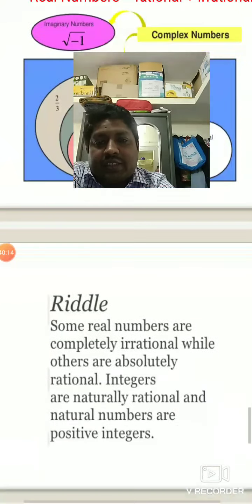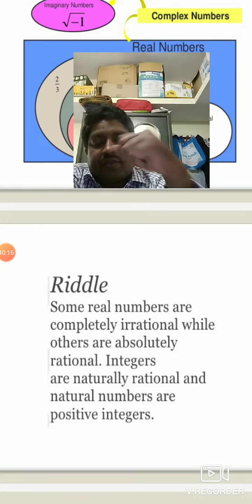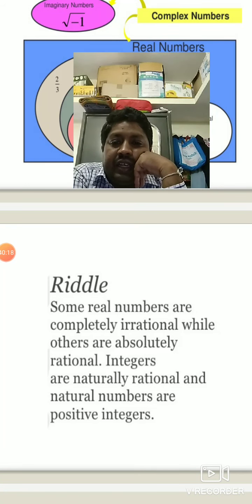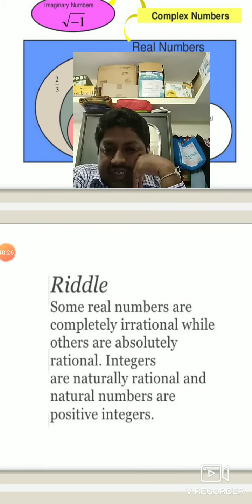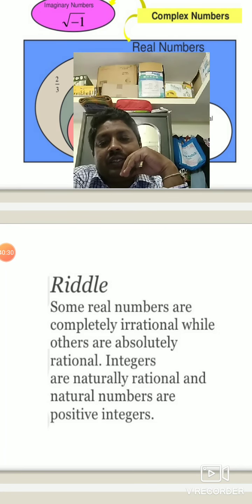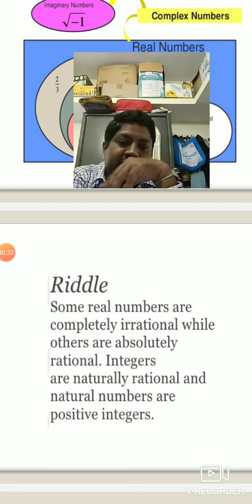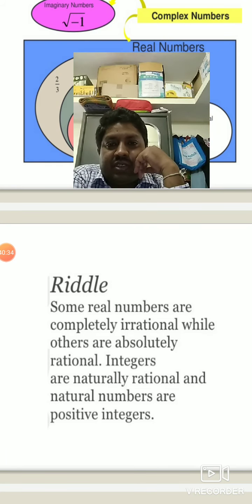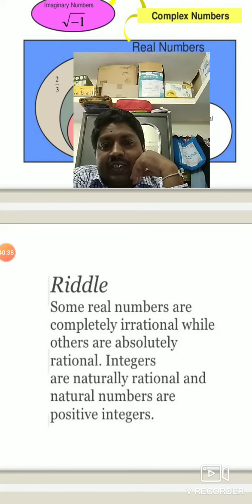Okay, next there is a riddle. Some real numbers are completely irrational while others are absolutely rational. Integers are naturally rational and natural numbers are positive integers. See, so it's a riddle. You also check riddles. It's very important.